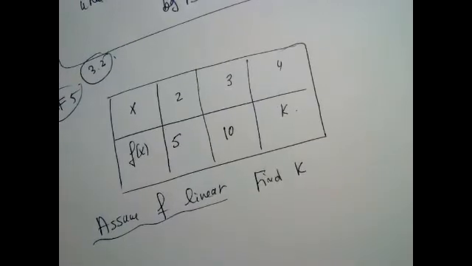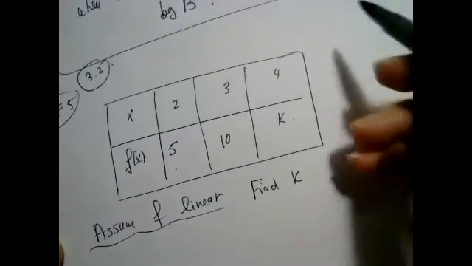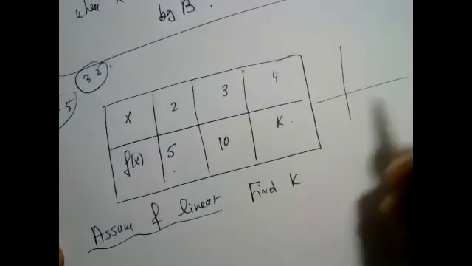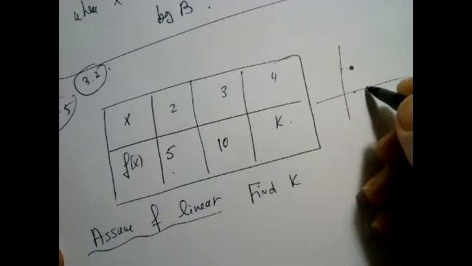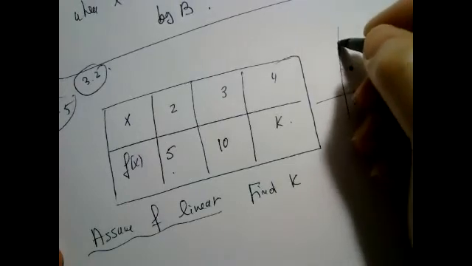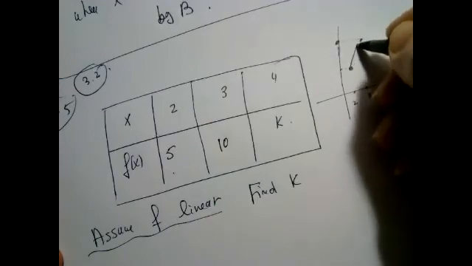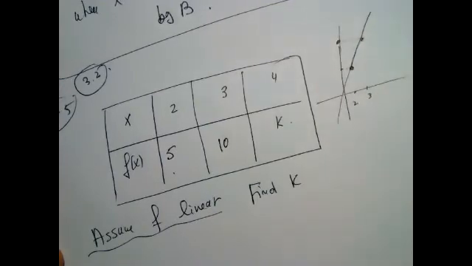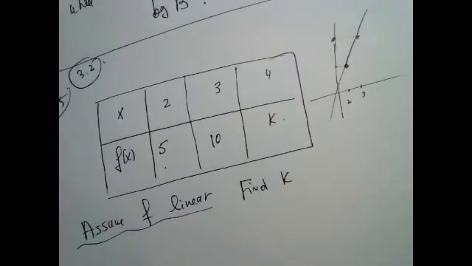without finding a formula. So this is a function. It takes 2 to 5, 3 to 10. So basically that's an increasing function. It takes 2 to 5, that's a point, and it takes 3 to 10. So it's linear. Scenario number 1 is linear. And the question is, find k without finding a formula for f. I give you 30 seconds to give me k.